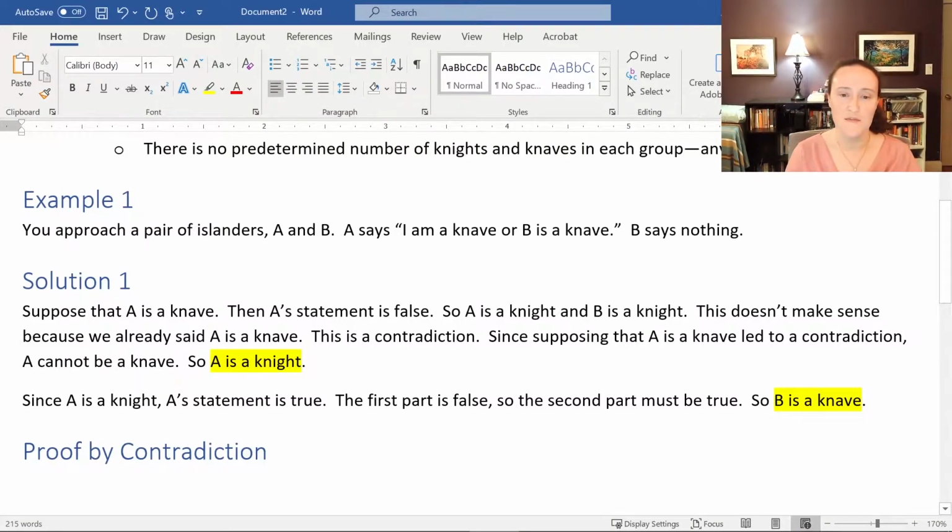So now I want to talk about the technique that we actually just used in that puzzle solution. This technique is called proof by contradiction.